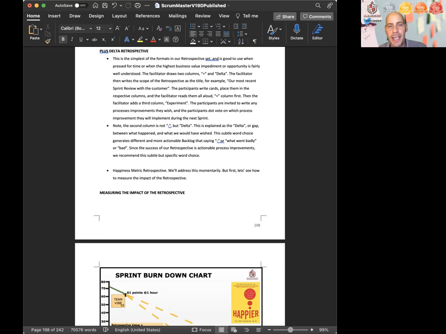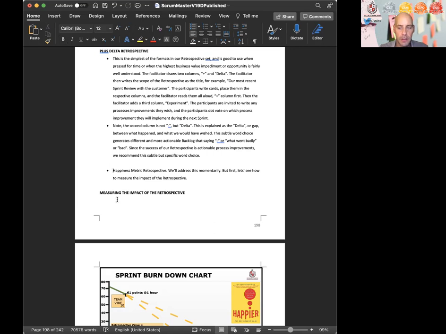Note the second column is not minus, but delta. This is explained as the delta or gap between what happened and what we would have wished. This subtle word choice generates different and more actionable backlog than saying minus or what went badly or bad. Since the success of our retrospective is actionable process improvements, we recommend this subtle but specific word choice.